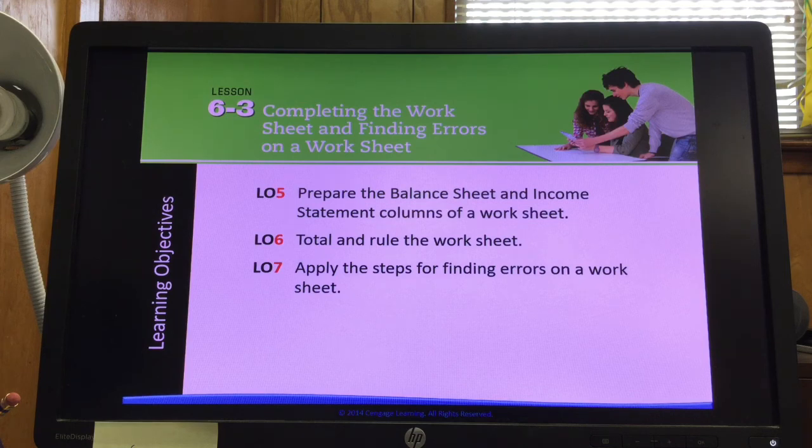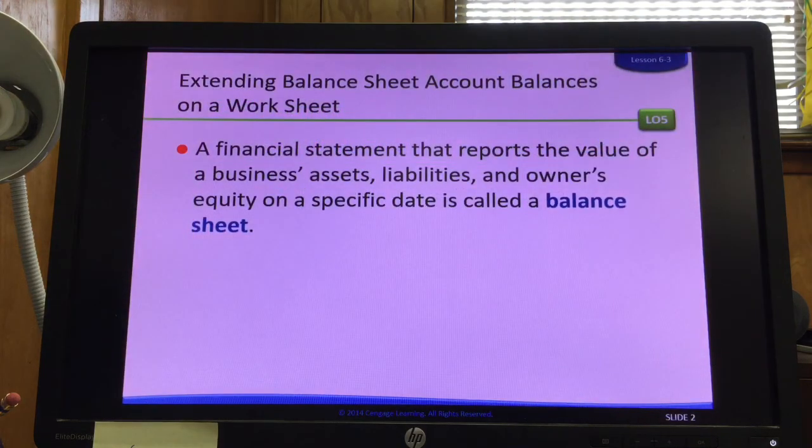Today it's completing the worksheet and finding errors on a worksheet. So this is 6-3, 3 parts. First we'll prepare the balance sheet and the income statement columns of the worksheet. Then we're going to total and rule the worksheet, and then we're going to go back and see if there are any errors. So first step is extending the balance sheet account balances on a worksheet.